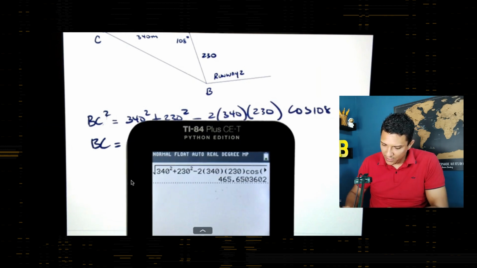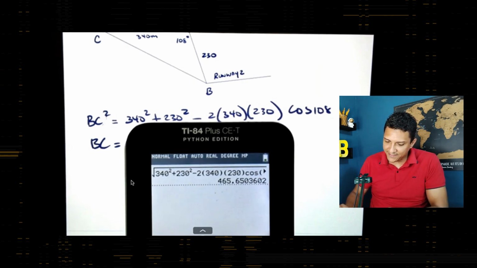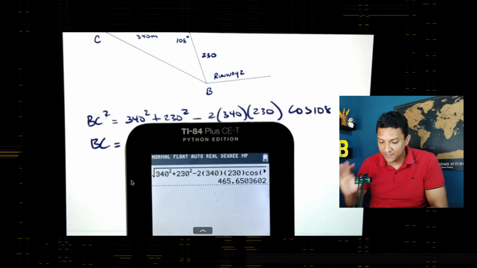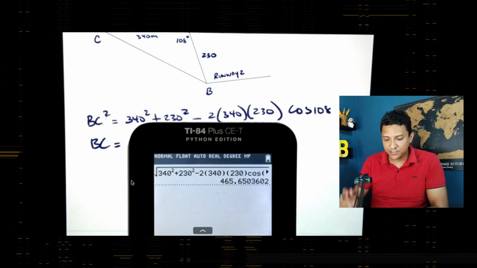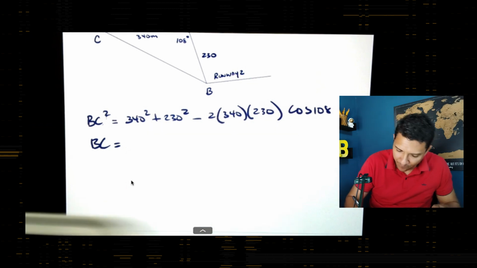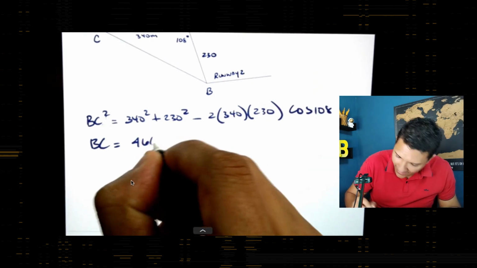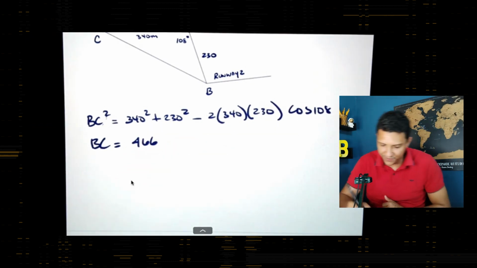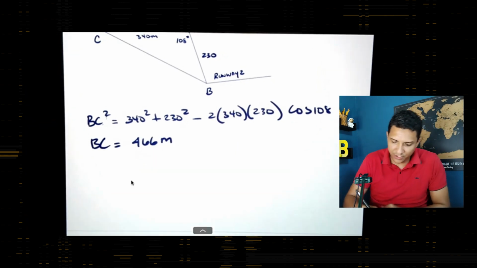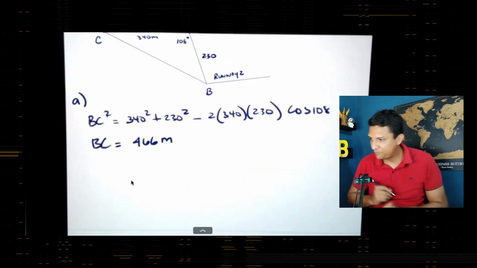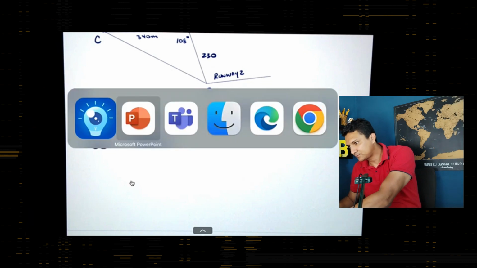So when we press enter, the answer is 465.65, rounded to 3 significant figures, 466. And this is in meters. So this was question A. Perfect. Let's continue.